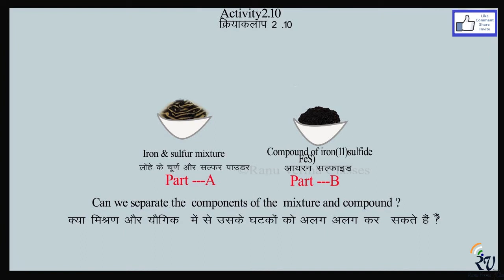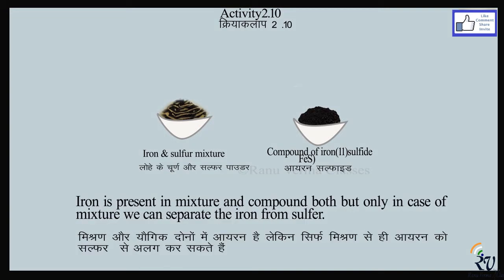Now try to separate the components of part A and part B. We know both have iron, so we will try to separate the iron with a magnet. Now bring a magnet over part B. We observe there is no change, which means the iron of part B does not get attracted by the magnet. Now we can say part B is a new substance, that is iron sulfide, which does not have any separated iron particles. Now bring the magnet over part A.